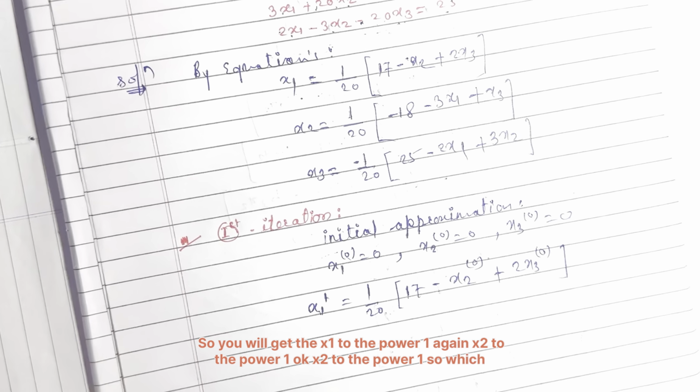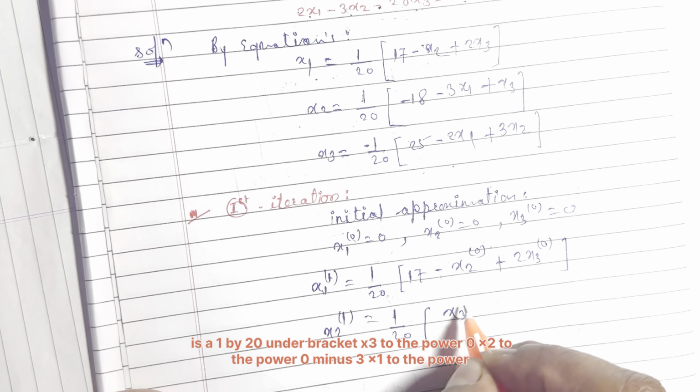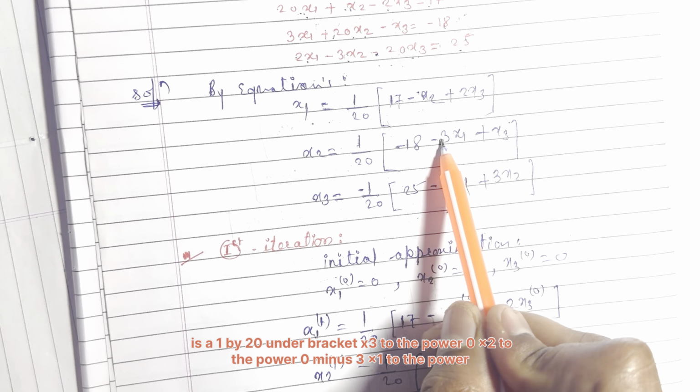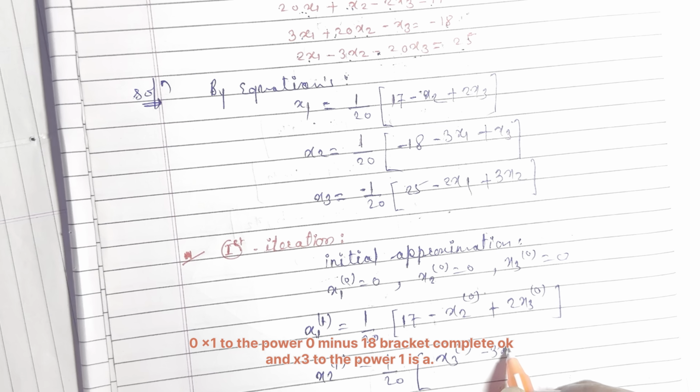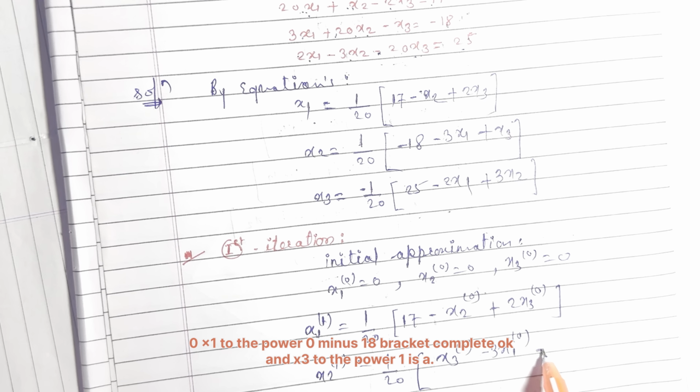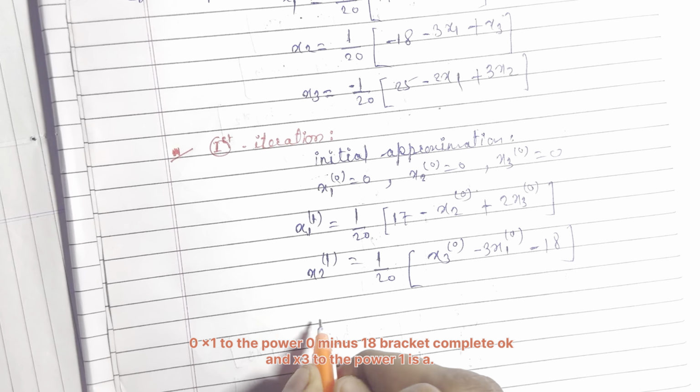Again, x2 to the power 1 is 1 by 20, under bracket, x3 to the power 0 minus 3 x1 to the power 0 minus 18, bracket complete. And for x3 to the power 1, I took it as a minus 20 here, but this one is a plus 20. Since it is a plus value, we get a plus 1 by 20 from this side.